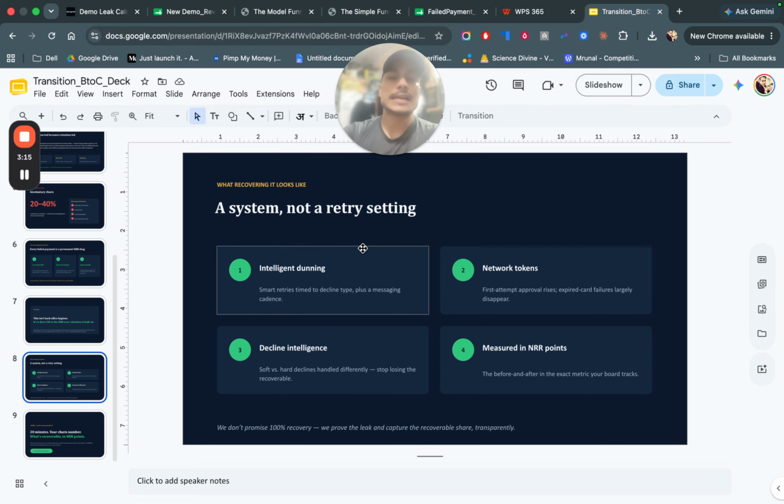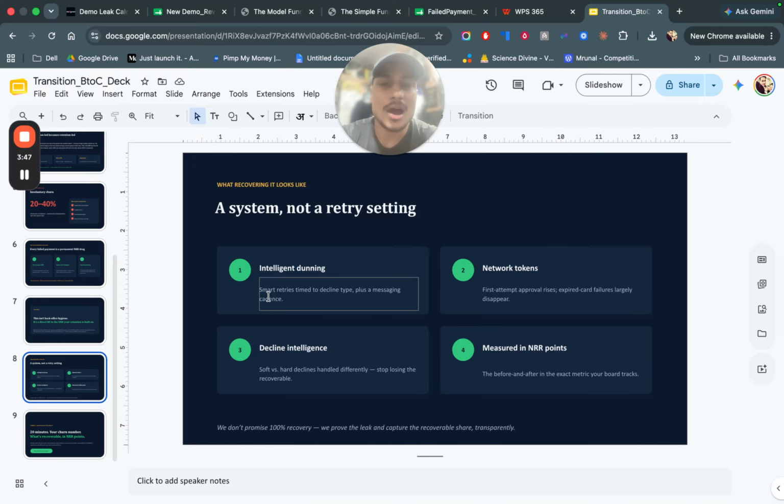A system, not a retry setting. Generally we have a basic dunning system with normal retry logic, not based on the type of decline, we just retry. But the proper way to recover 80 to 90% of failed payments, the people who are going to churn, is by having an intelligent dunning system. It works for 80 to 90% recovery, using decline intelligence and network tokens rather than a card, measured in NRR points.